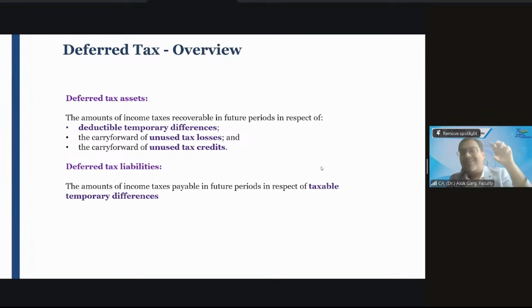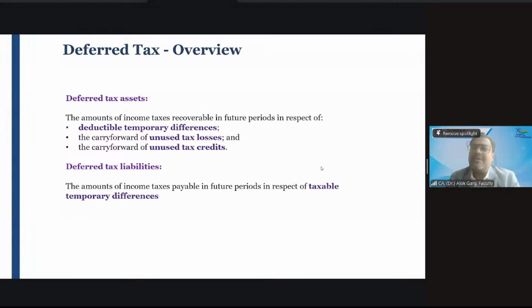recognized on the deductible temporary differences and on the carry forward of unused tax losses and carry forward of unused tax credits also, right? So friends, these two parts we will cover in a special item, when the DTA can be created on the carry forward of losses. So the standard talks about some criteria: when there is a probability that you will get a profit in the future. Tell me one thing.